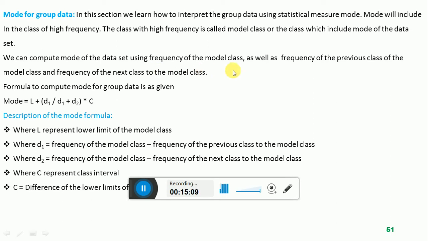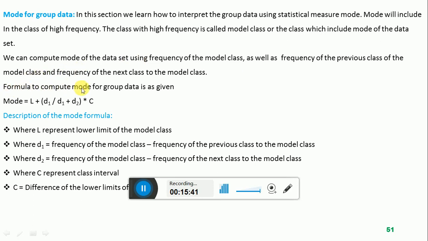So this is one piece of information on how a statistician can define the mode for the given grouped data set. A statistician can define the mode using the frequency of the modal class, the frequency of the class previous to the modal class, as well as the frequency of the next class to the modal class.